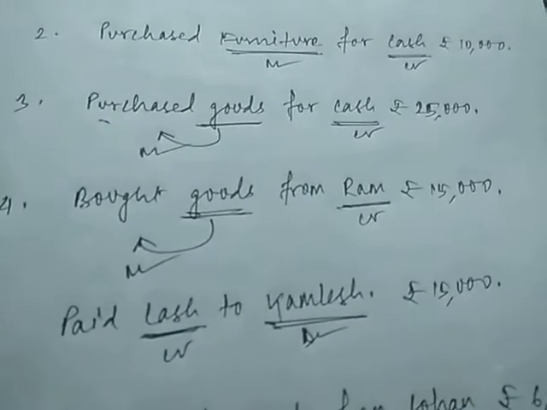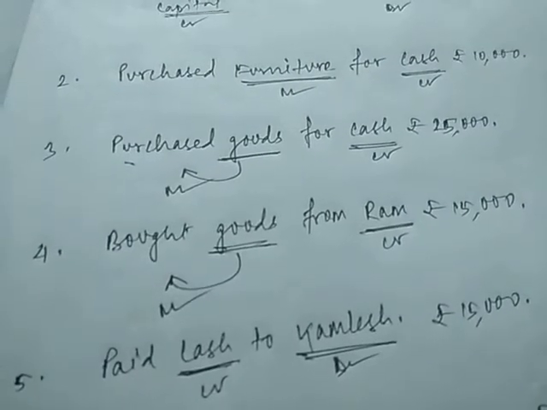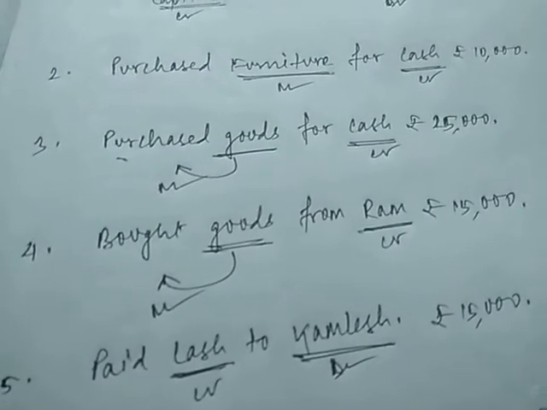Next is bought goods from Ram. Here in the previous one, number 3, it was purchased goods for cash. We have purchased goods and we have spent cash.